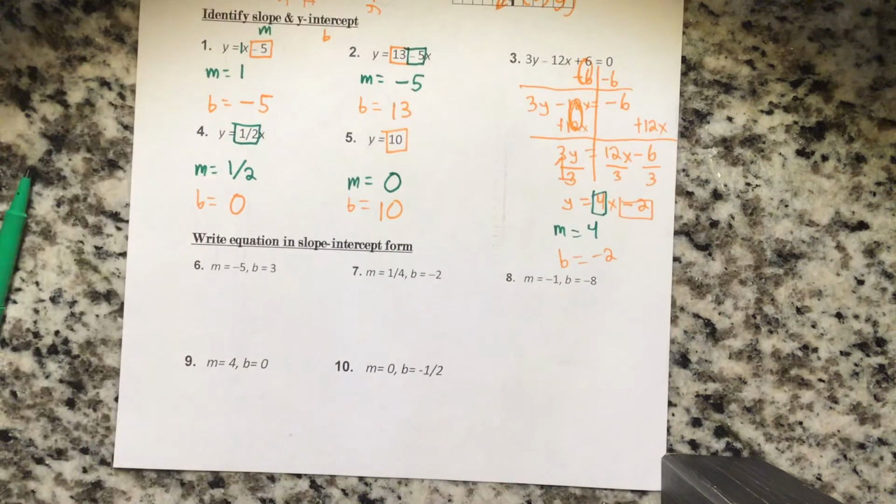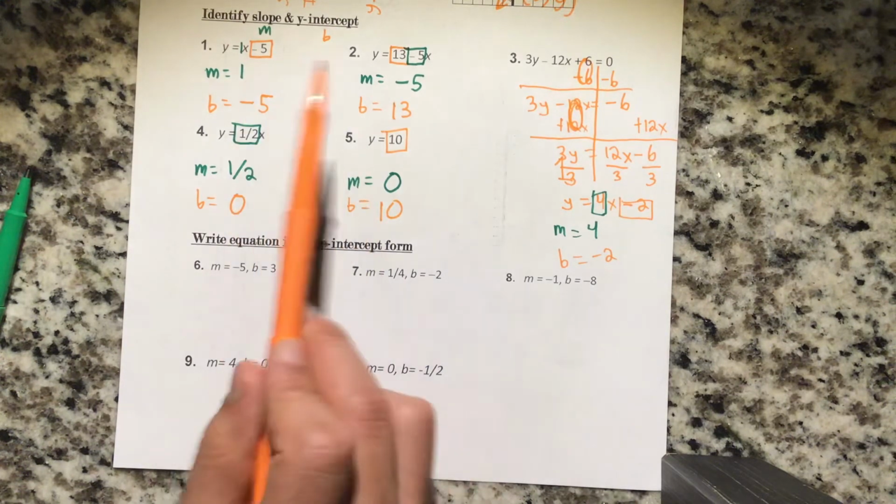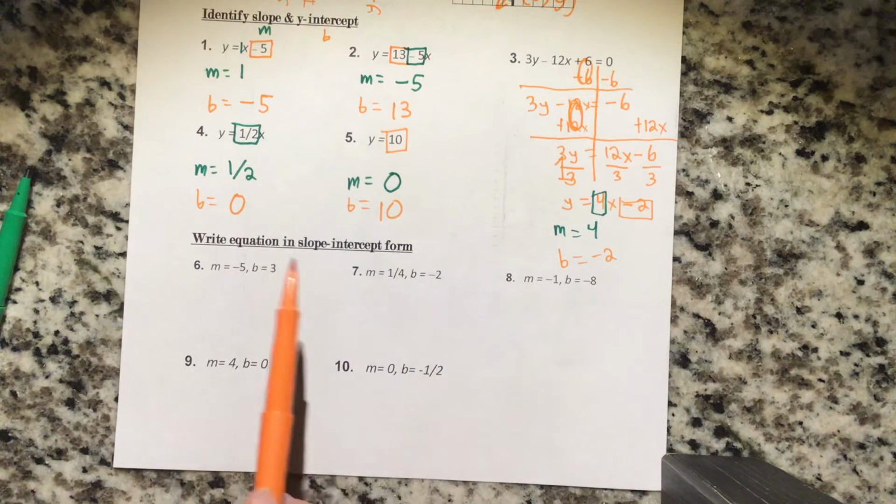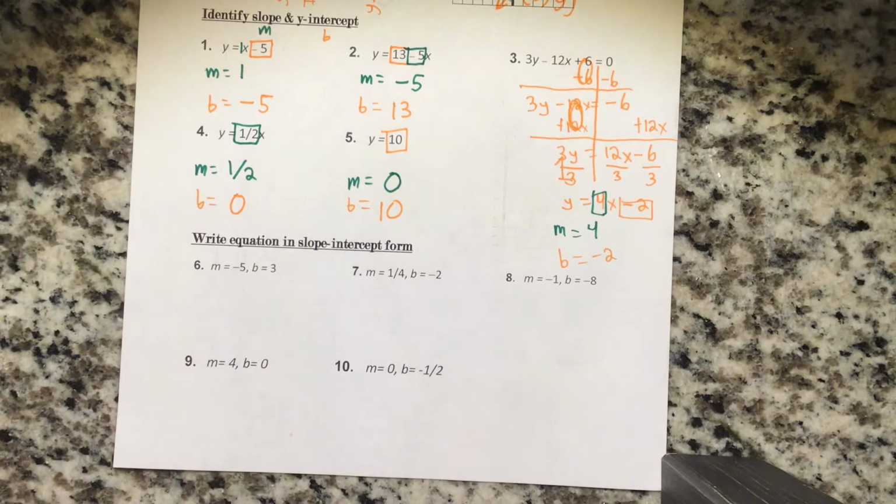Next, sliding down. So now we're going to write equations in slope-intercept form, okay? So it's kind of the opposite of what we did up here. I think it's a little easier. So for number 6, okay, I need to write the equation in slope-intercept form. So number 6, my m equals -5, my b is 3.